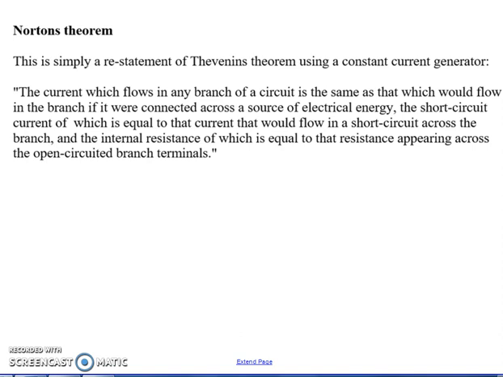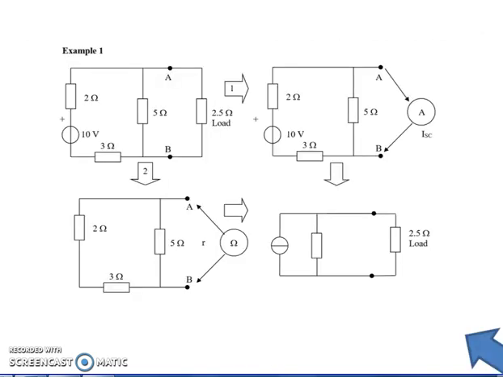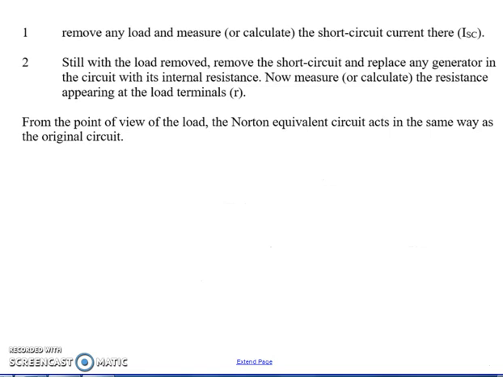This can be reduced to two particular rules which enable us to convert the circuits. So for instance, these two rules there: remove a load and measure the short circuit current, and with the load removed, remove the short circuit, replace the generator with its internal resistance, and then measure the resistance at the load terminals.